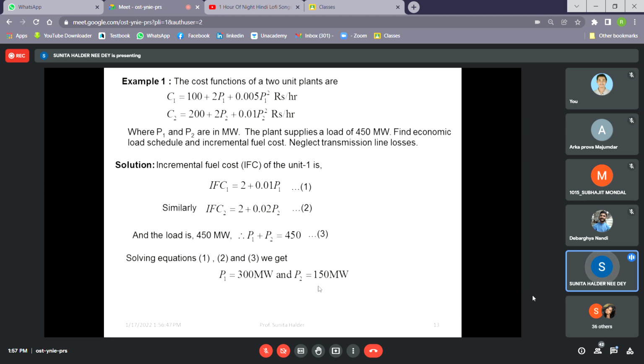So this will be the generation, and this will be the incremental fuel cost. The unit of incremental fuel cost is rupees per megawatt hour, because the unit of cost is rupees per hour. You are taking dC by dP, and P is in megawatt, that's why it is rupees per megawatt hour, right?